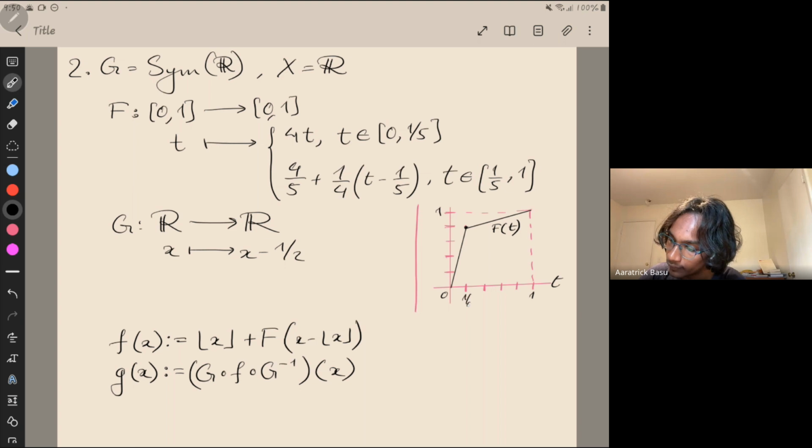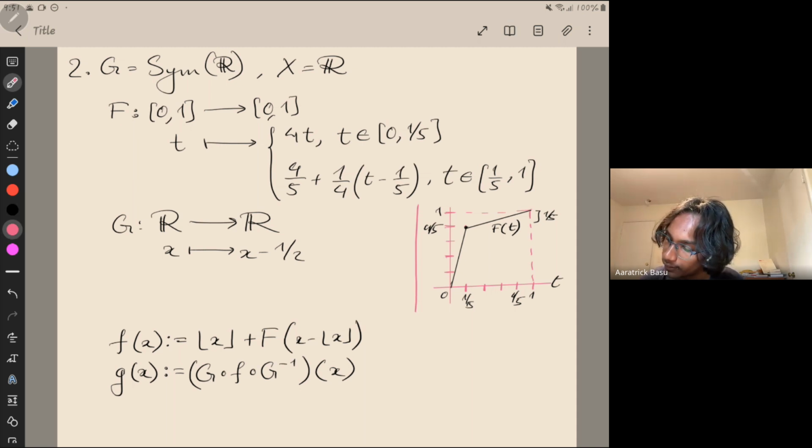This is 1 over 5, this is 4 over 5, and this is 4 over 5, and this much is 1 over 5. So yeah, you can sort of think of it as you have this sharp spike here, and you sort of flatten it, sort of rotate it, and get here, right? And also the translation x goes to x minus r. So this is my capital F, this is my capital G.